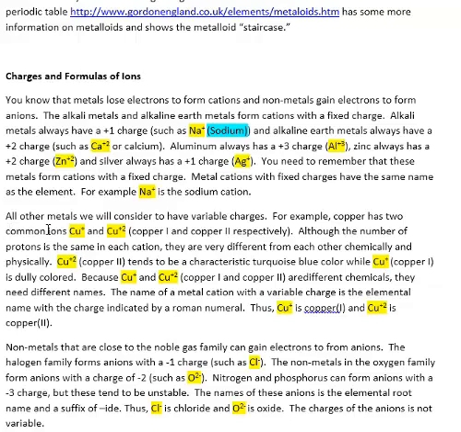For example, copper has two common ions, Cu plus 1 and Cu plus 2, copper 1 and copper 2 respectively. Although the number of protons is the same in each cation, they are very different from each other chemically and physically. Copper plus 2, copper 2, tends to be a characteristic turquoise blue, while copper 1 is dully colored. Because copper plus 1 and copper plus 2, copper 1 and copper 2, are different chemicals, they need different names. The name of a metal cation with a variable charge is the elemental name with the charge indicated by a Roman numeral. Thus, copper plus 1 is copper 1 and copper plus 2 is copper 2. I guess I should put these other Roman numerals in parentheses.